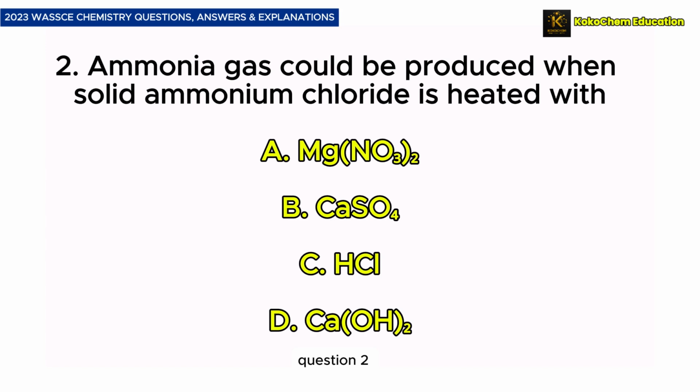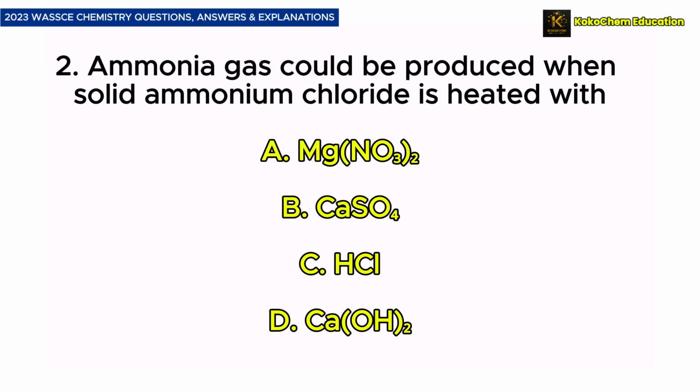Question 2. Ammonia gas could be produced when solid ammonium chloride is heated with A. Magnesium nitrate, B. Calcium sulfate, C. Hydrogen chloride, D. Calcium hydroxide.